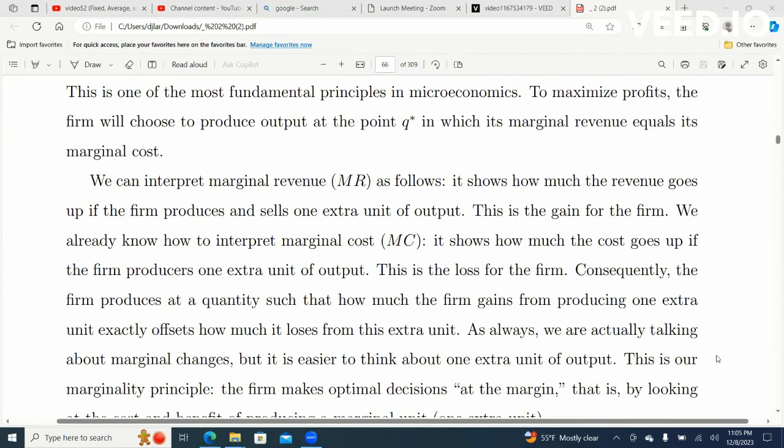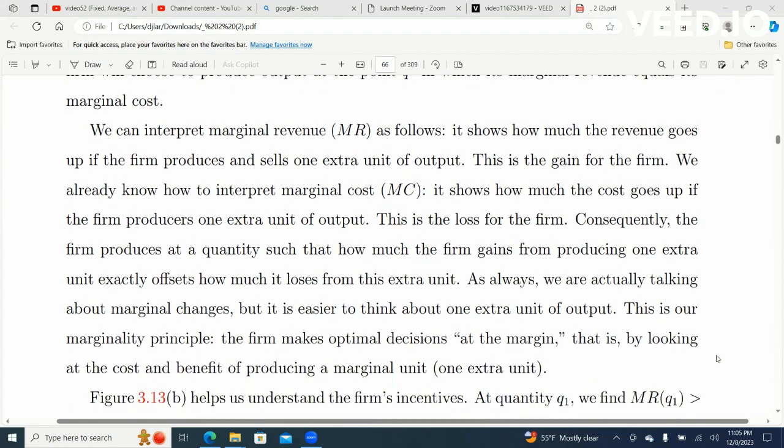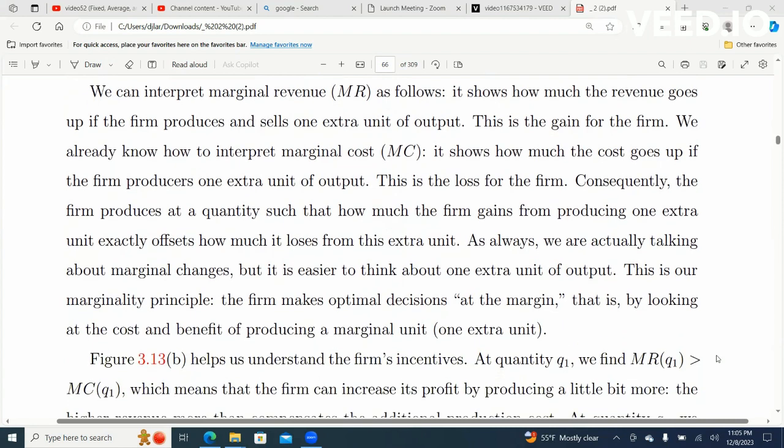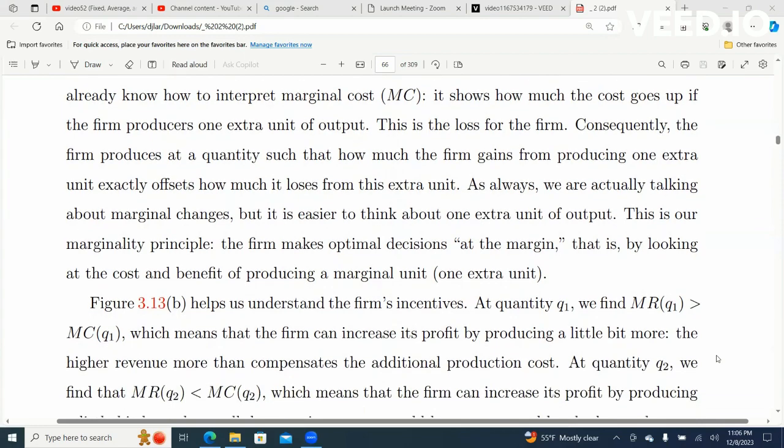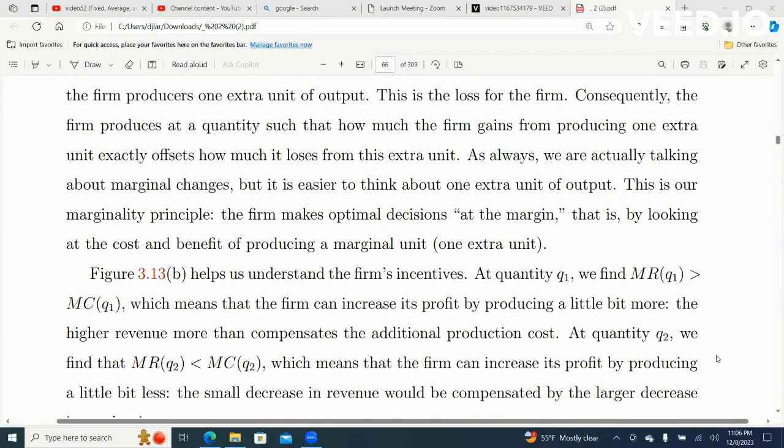This is one of the most fundamental principles in microeconomics. To maximize profits, the firm will choose to produce output at point Q star, in which its marginal revenue equals its marginal cost. We can interpret marginal revenue, MR, as follows. It shows how much the revenue goes up if the firm produces and sells 1 extra unit of output. This is the gain for the firm. We already know how to interpret the marginal cost. It shows how much the cost goes up if the firm produces 1 extra unit of output. This is the loss for the firm.